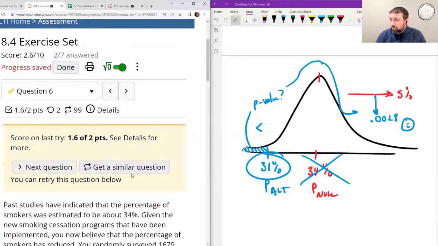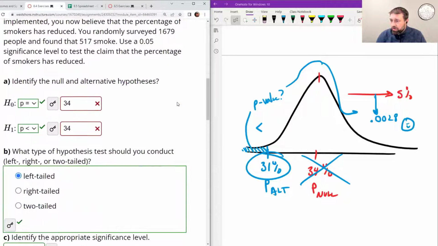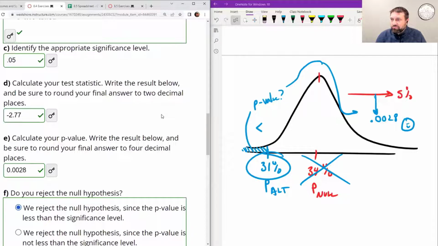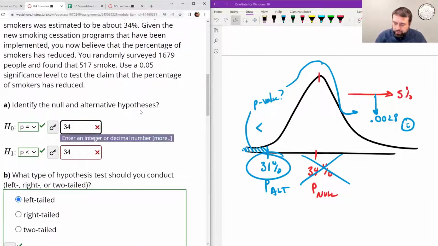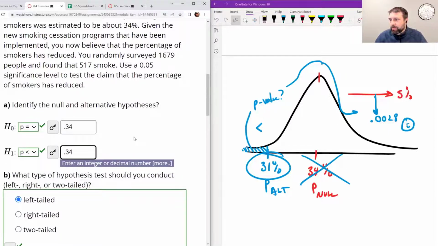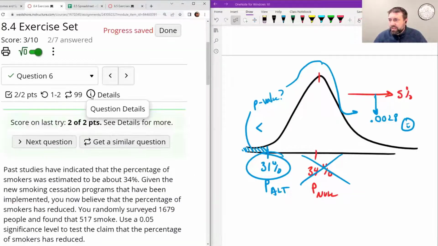Let's try it. Let's see how we do. Uh-oh, something is wrong. My assumptions are all right. Everything else is right. What did I do wrong here? It's got to be a decimal. 0.34.